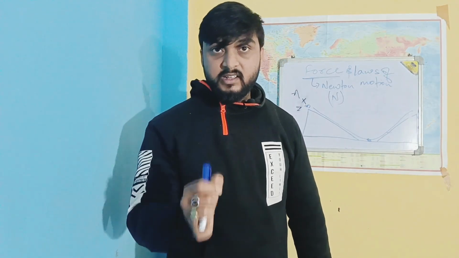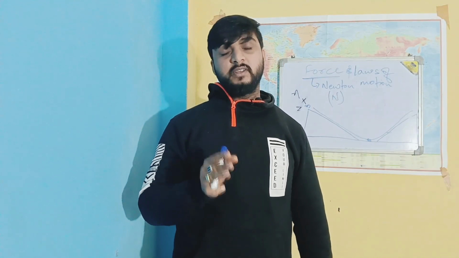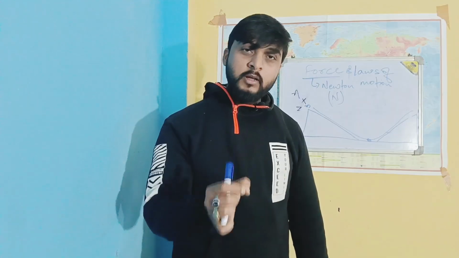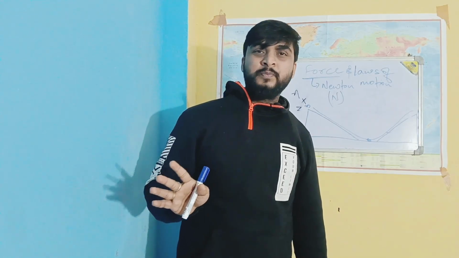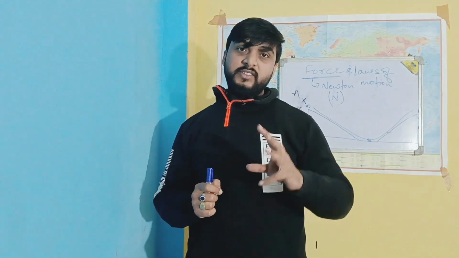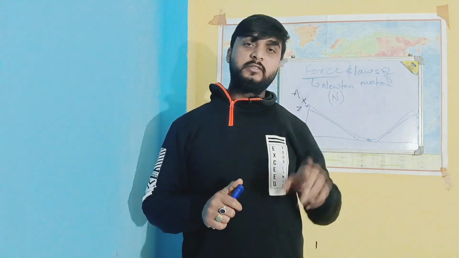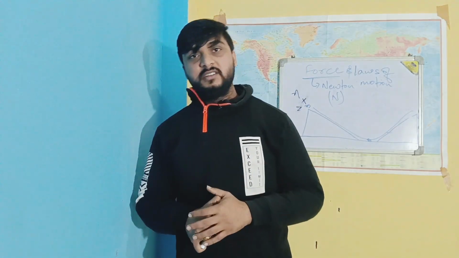The pen was at rest and the pen wanted to be at rest. So the force was applied just upon the book. So the pen said to the book, you move, I do not want to. That is called inertia. And Newton gave three laws according to Galileo's thoughts. The very first law of motion is called the law of inertia.